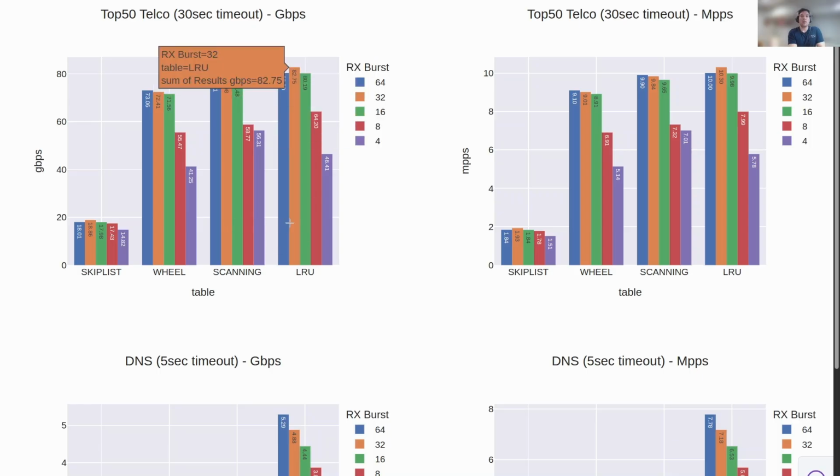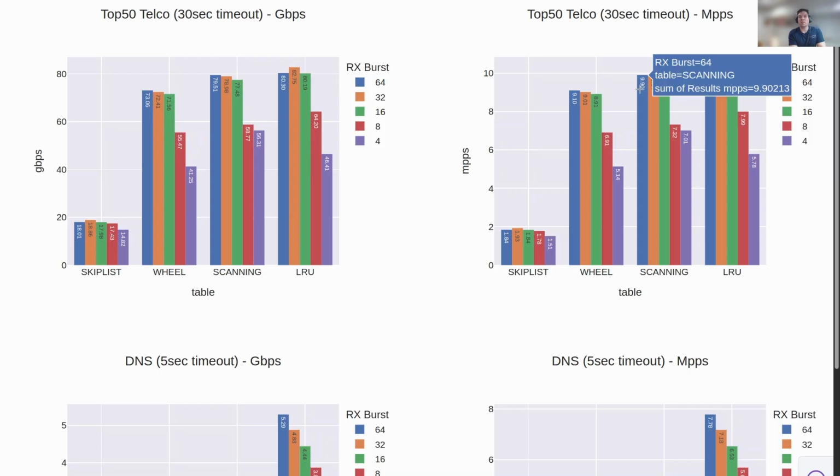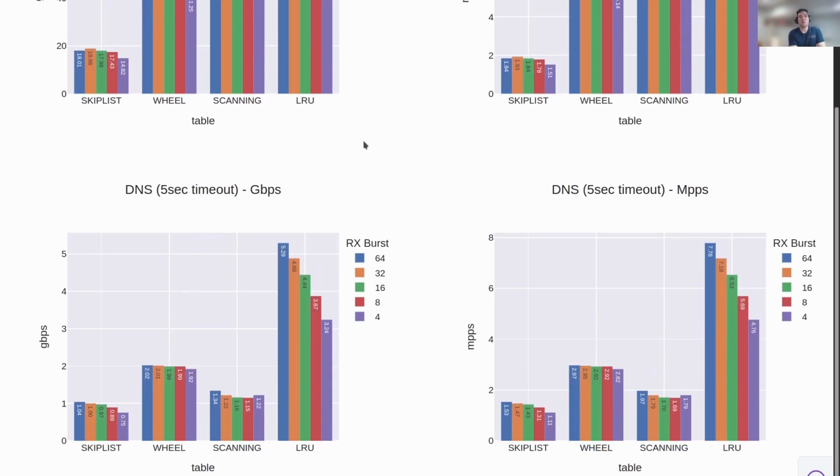Here, LRU will always be the winner. So let's discuss the second best, which is the scanning. Scanning at 64 burst size yielded 79.5 gigabits per second. Respectively, that translates to 9.9 million packets per second.